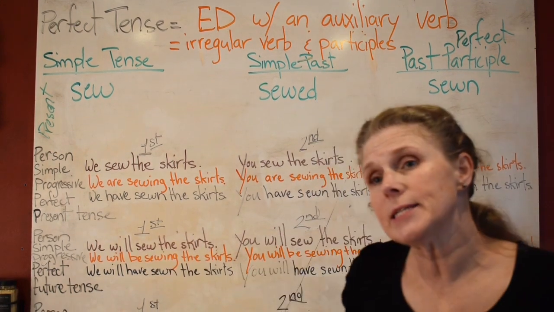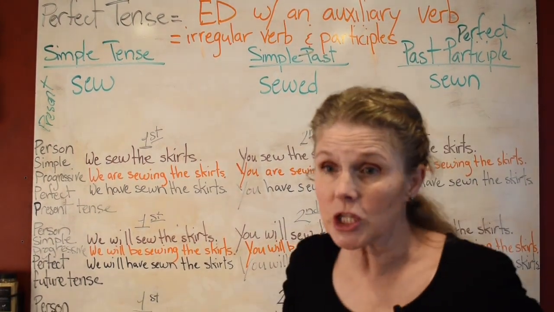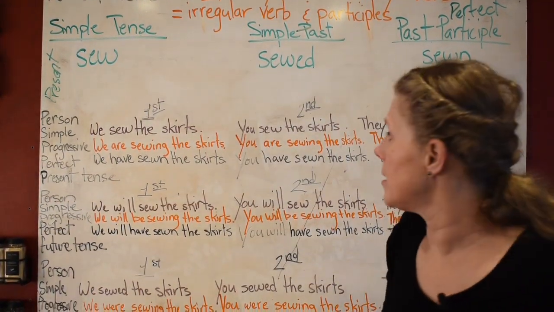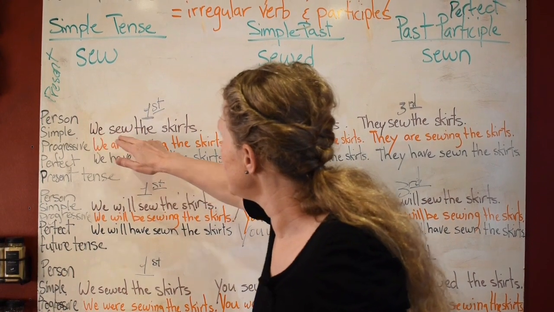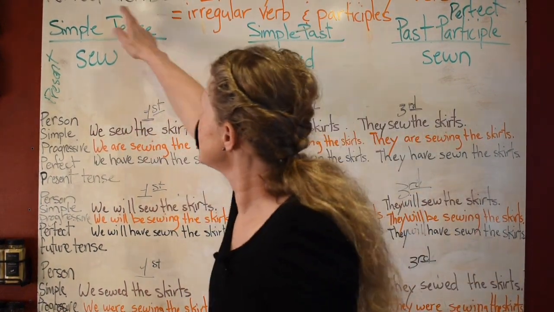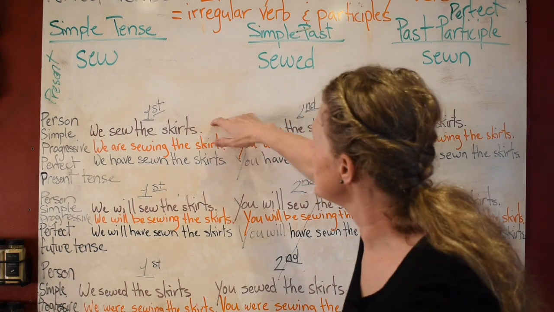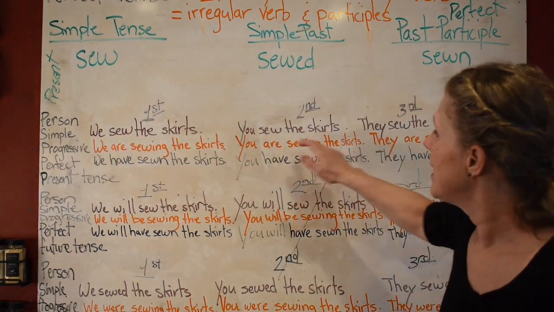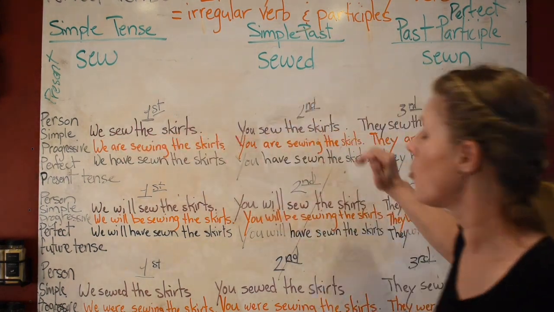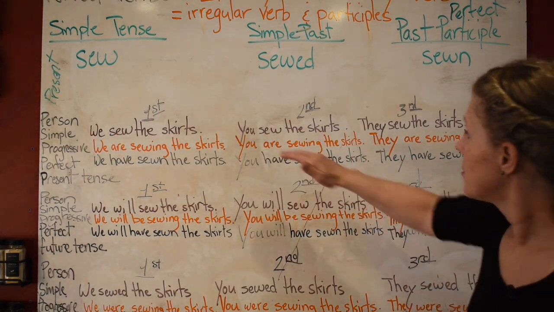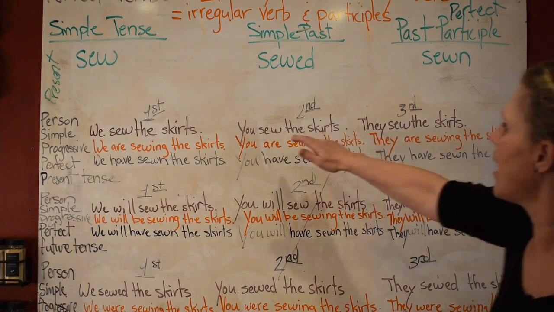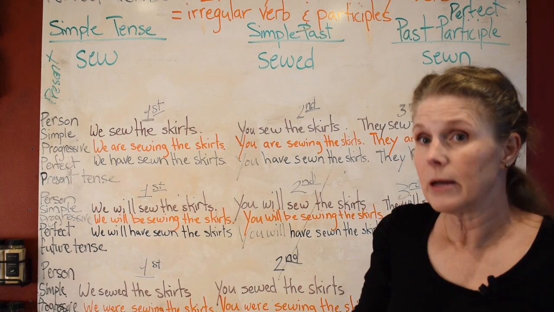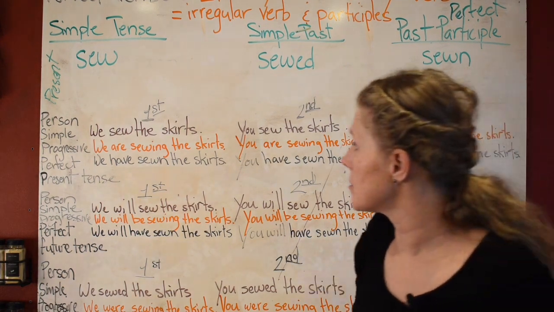The plural is easier because words don't need to be conjugated the same way. And remember, present tense is where that gets tricky. So if you look at this, we sew the skirts. Look, it's the simple tense. Simple tense, we sew the skirts. There's no auxiliary verb there. You sew the skirts. It's the same way, whether it's plural or singular. They sew the skirts. You don't have to worry about it when it is plural. You do have to worry about it when it's singular.